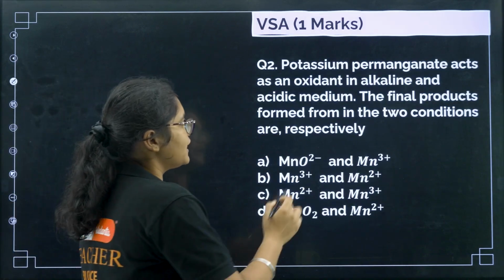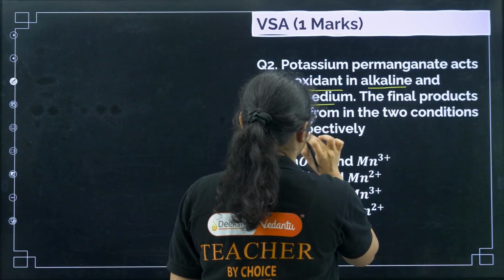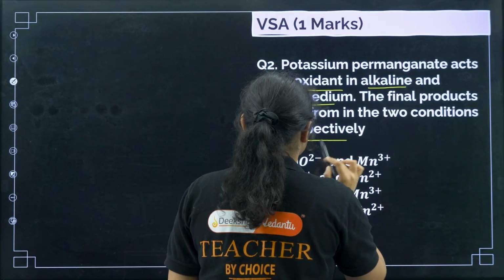Question number 2. Potassium permanganate acts as an oxidant in alkaline and acidic medium. The final products formed from the 2 conditions are respectively.